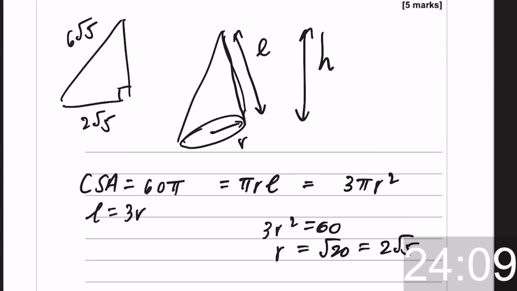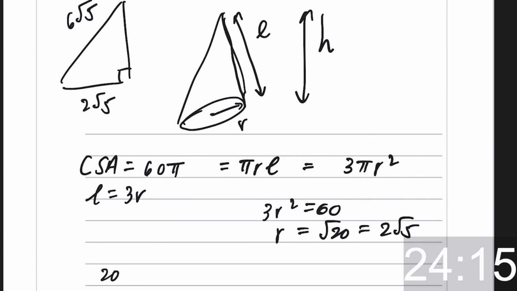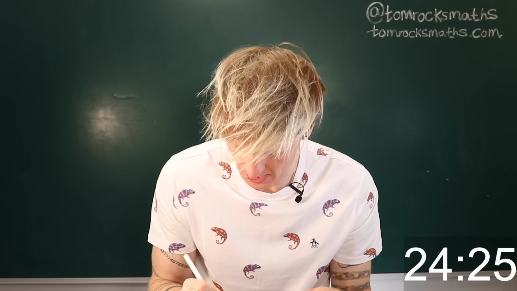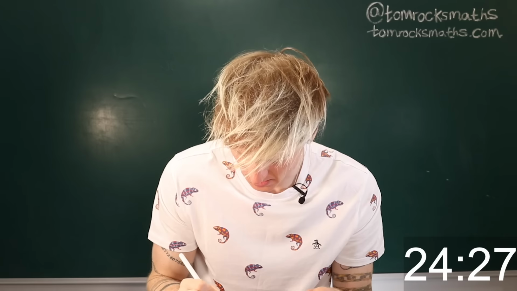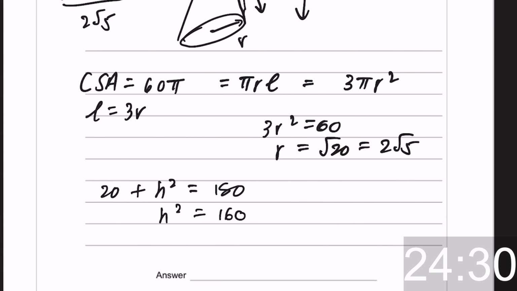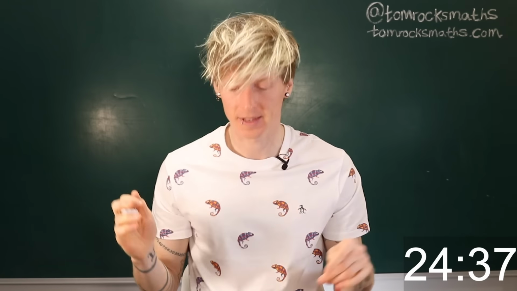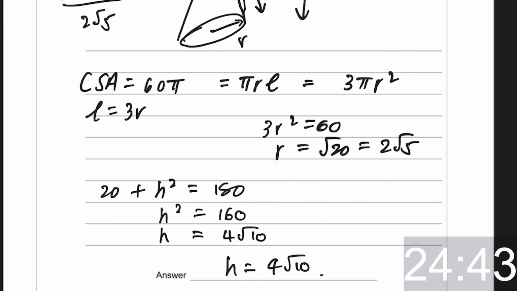So Pythagoras tells me that 2 root 5 squared, so 20, plus the unknown h squared has to equal 6 root 5 squared. So 36 times 5. Wow, 36 times 5 is 180. So h squared is 160, which means h is 4 root 10. Cool. And it says give your answer in a root 10, where a is greater than 1. Sounds right to me. Okay, question 12.